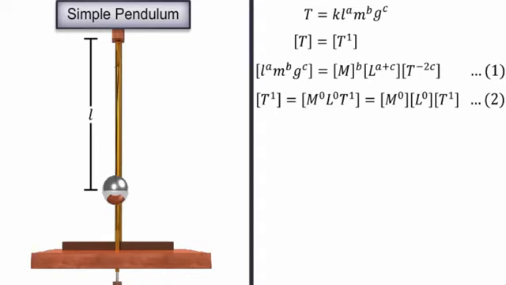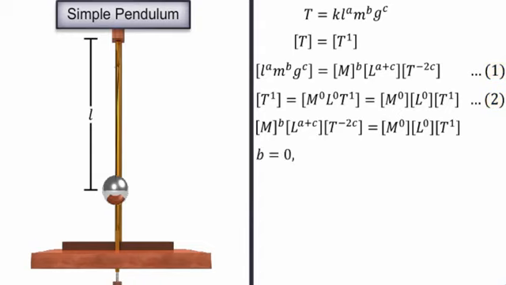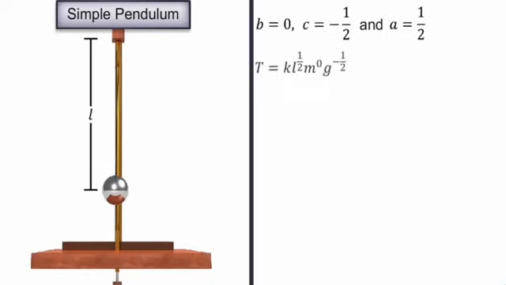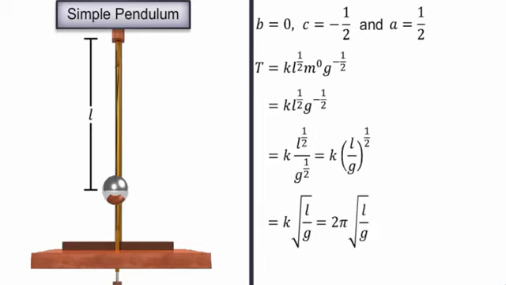We compare the powers of the base quantities on both sides of the equation. Thus, we get b equal to 0, a plus c equal to 0, and minus 2c equal to 1. On simplification, we get the values of b equal to 0, c equal to minus half, and a equal to plus half. Thus, the expression for the time period of the simple pendulum becomes 2 pi into the square root of L by g as shown. The value of k, which is equal to 2 pi, cannot be found by using dimensional analysis.